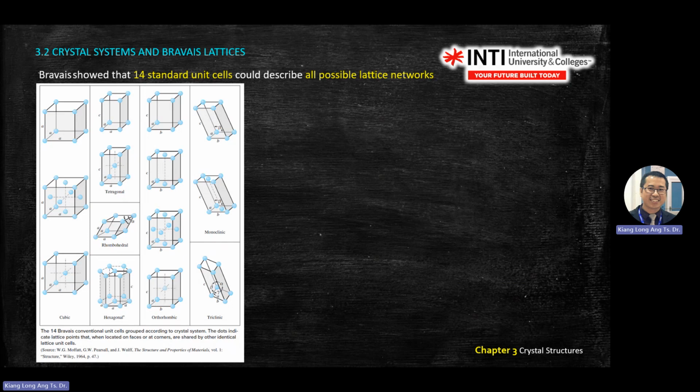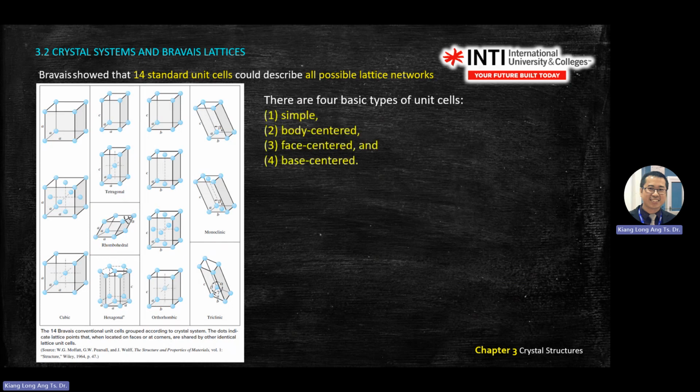So in chapter 2, I ask you to remember 4 types of material for each type of bonding. Here also you need to remember at least 3 to 4 elements in each type of the crystal structure. So there are 4 major families when we talk about lattice network. One is simple, body-centered, face-centered, base-centered. I will explain in detail later.